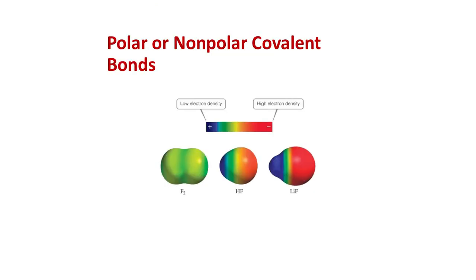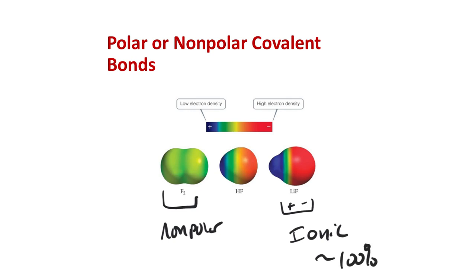Let's take a look at this slide showing us F2, equal sharing of electrons. This is perfectly nonpolar. LiF is plus, minus. This is perfectly ionic. It's about 100% ionized, meaning we have lithium plus and F minus. And HF is somewhere in the middle, being partial negative, partial positive, and almost perfectly so. We'll be able to calculate numerically what this is based on something called a dipole moment, and based on its bond length. We'll work on that calculation at the start of class on Wednesday.